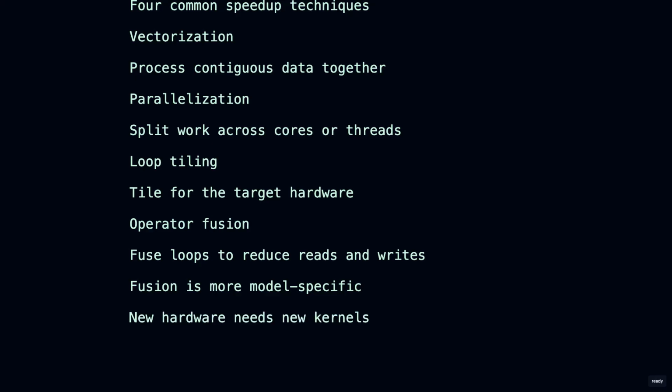Because kernels are tuned for specific architectures, a new chip usually needs new kernel work. Flash attention is a good example of this hardware evolution across GPU generations.